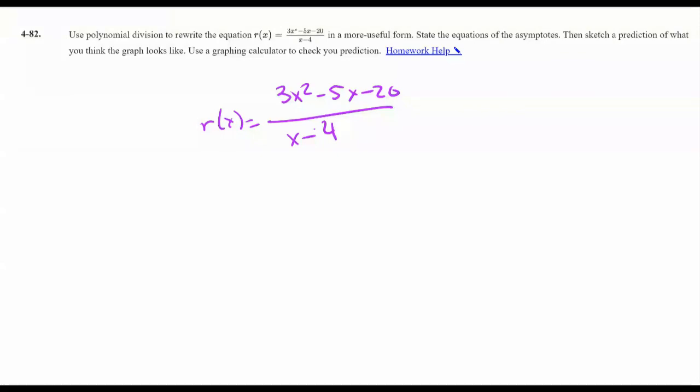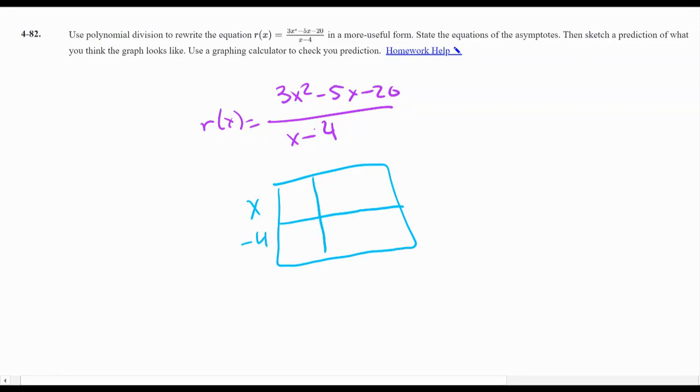So first thing I'm going to do is divide. I'm going to say, what is it that multiplies by x minus 4 to give me 3x squared minus 5x minus 20? So 3x here, negative 12x. I'm just doing division here. If you need more practice with division, then I would recommend checking out another video since I'm not going to talk a ton about it right now. Negative 28, and here's my remainder.